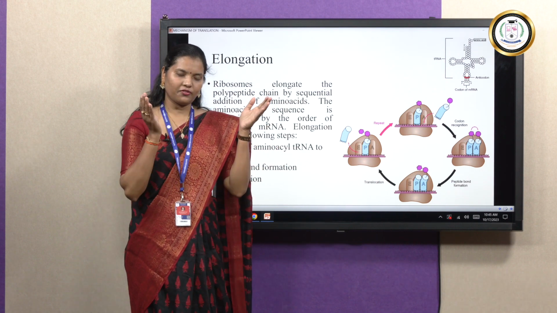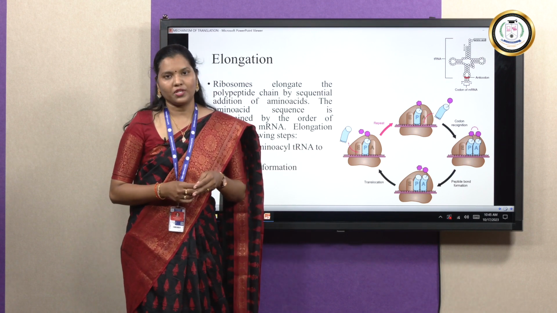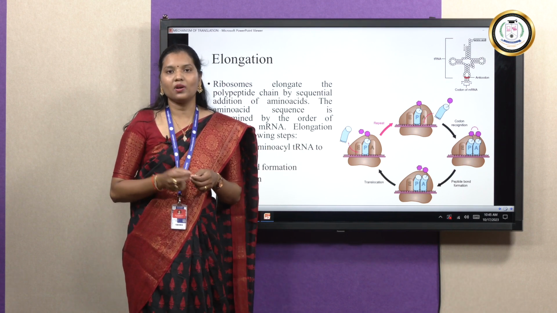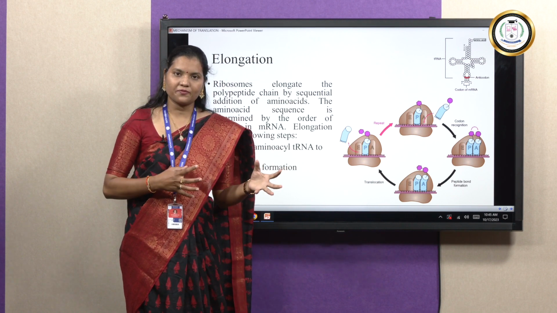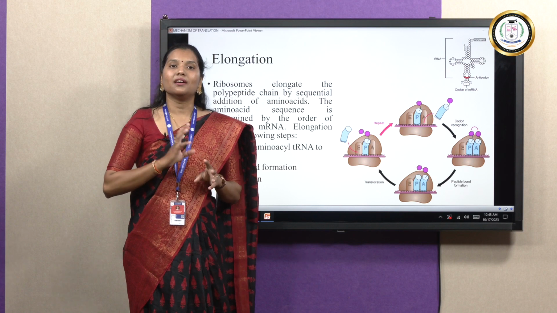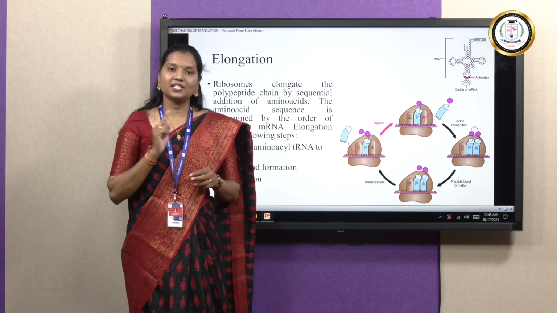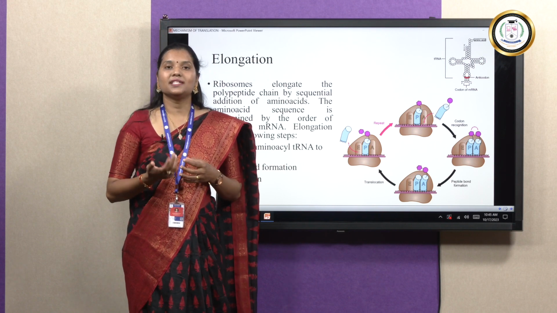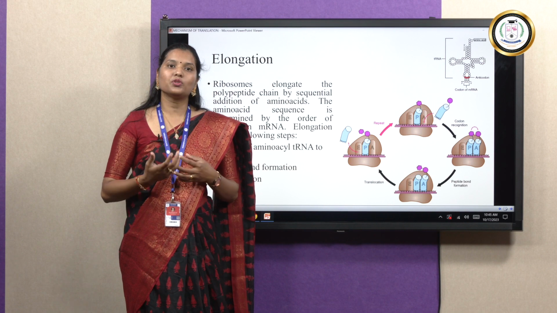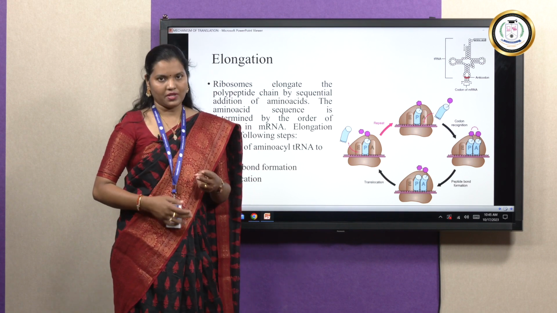Following the addition of the aminoacyl tRNA to the A site, then comes the peptide bond formation. Here an enzyme called peptidyl transferase is involved. This peptidyl transferase activity relies on the 28S rRNA of the 60S subunit. So this enzyme actually is a ribozyme, which means the ribosome itself acts as an enzyme to form a peptide bond between 2 amino acids.